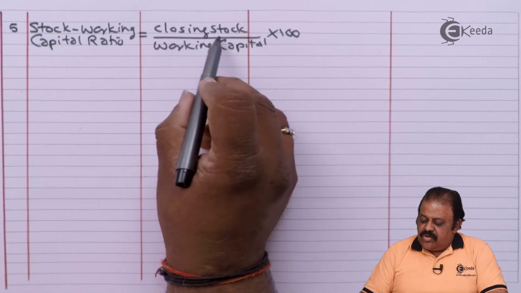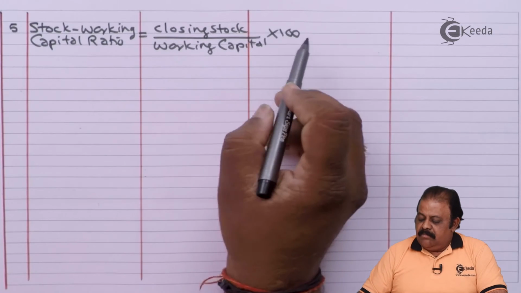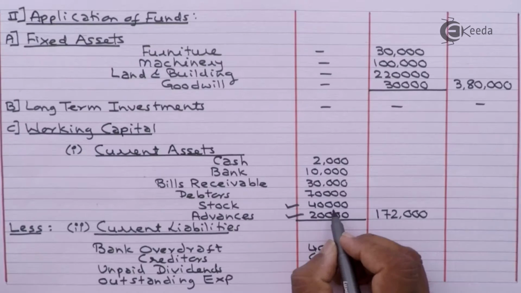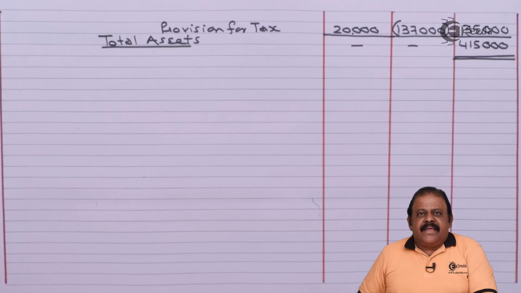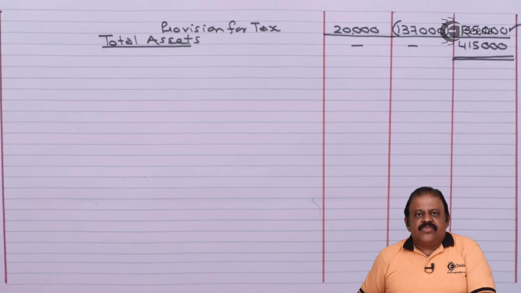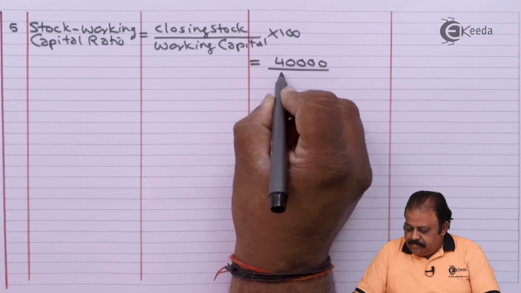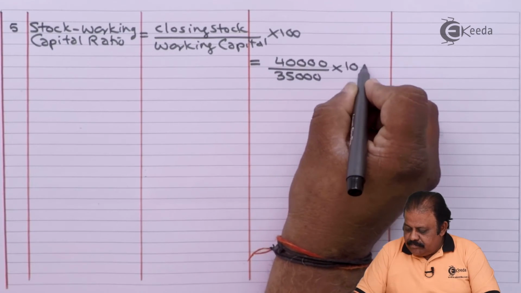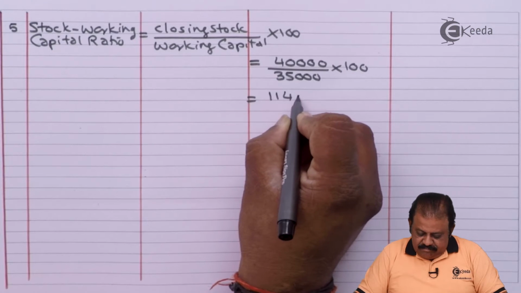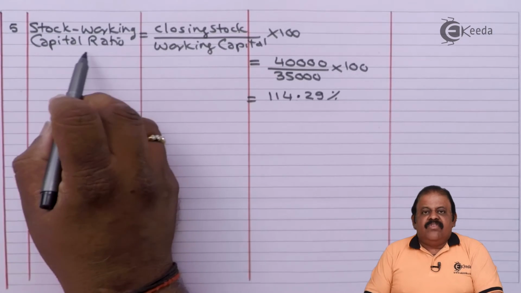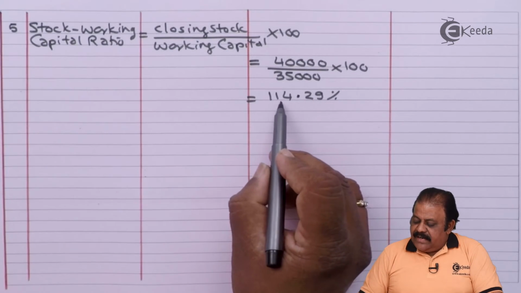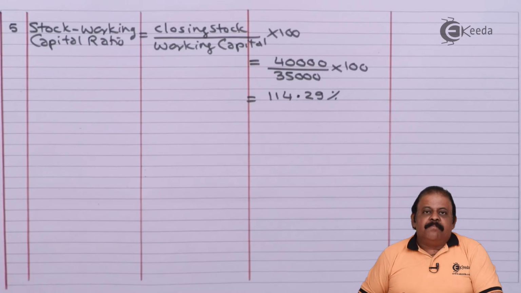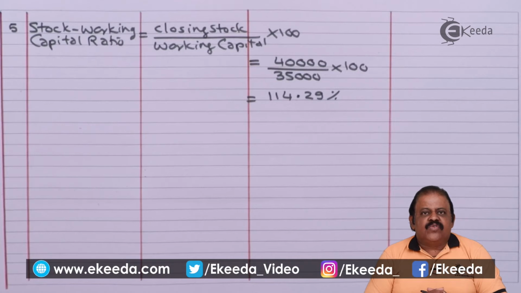Formula is closing stock divided by working capital multiplied by 100. Stock 40,000, working capital 35,000. Stock working capital ratio 114.29%. We have calculated all the required ratios. Let us comment on that.